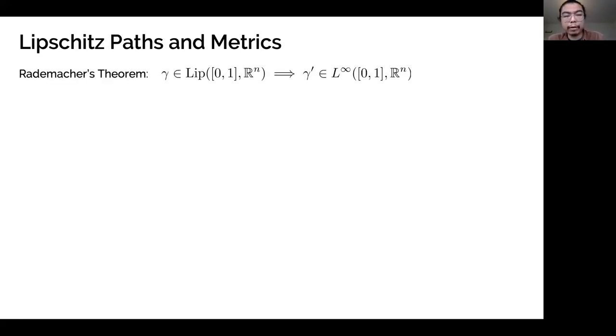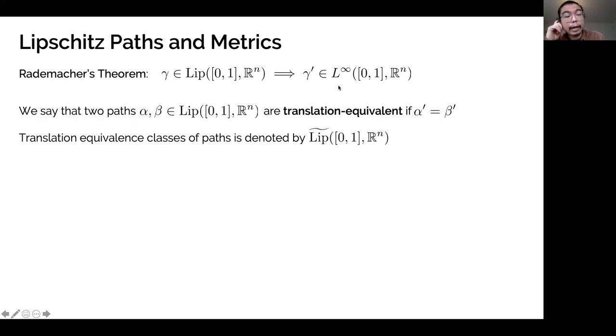By Rademacher's theorem, any Lipschitz map is going to be differentiable almost everywhere. So we can think about the derivative of the path as just some L infinity function. And moreover, since the path signature is only defined using the derivatives, we can talk about a quotient space of these Lipschitz maps. So we say that two paths are translation equivalent if their derivatives are the same, and we'll denote these equivalence classes using this tilde.